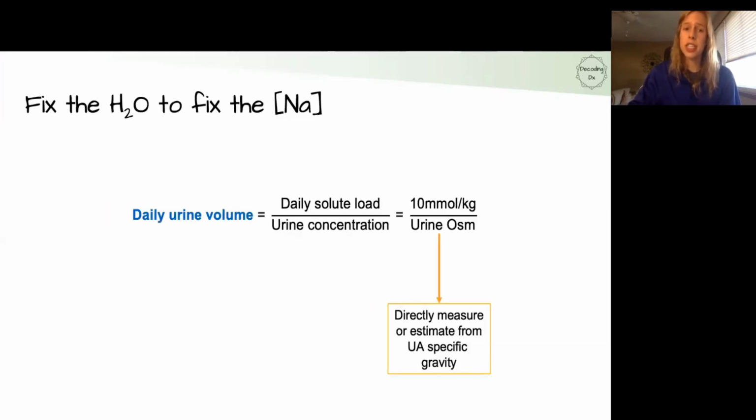The next equation is the daily urine volume. We've done this many times before in these two presentations. This is the daily solute load divided by the urine concentration. So this is going to be about 10 millimoles per kilogram. So you'll multiply that by the kilos of your patient over the urine osmolality, and you can directly measure this from the urine sample. You can order this as a lab, or if you have a UA, you can approximately get the urine osmolality from the specific gravity, and you can go back to that table that I showed earlier that has those approximations.